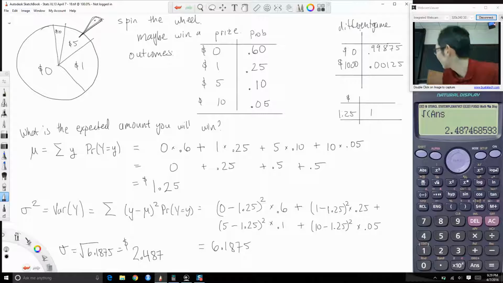All right. So anyway, this is what we've got. Okay, so that's what we have. Random variables. Yeah, and so the variance. What are the units on variance? It's like square dollars. I don't know what that is. 6.1875 square dollars.